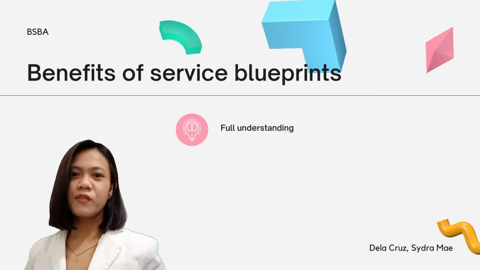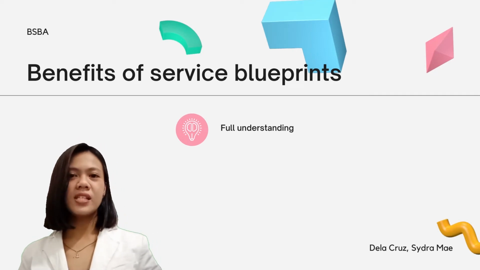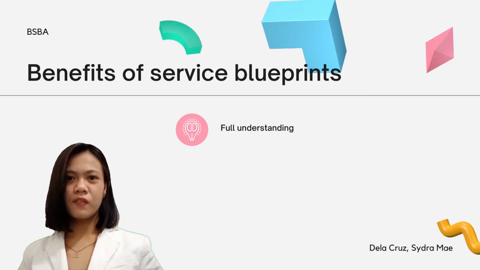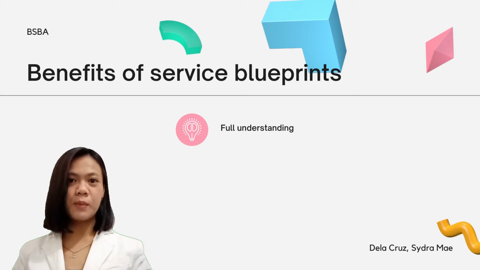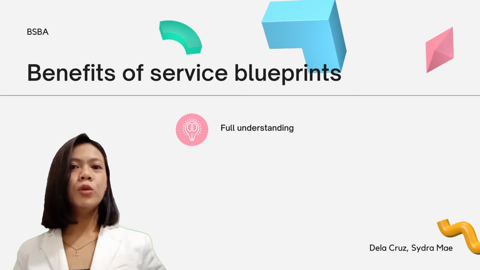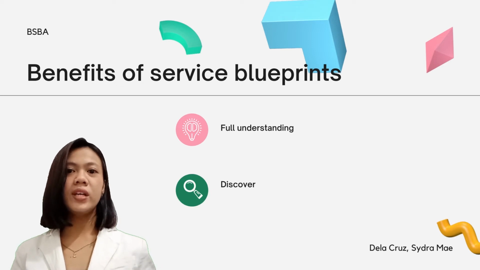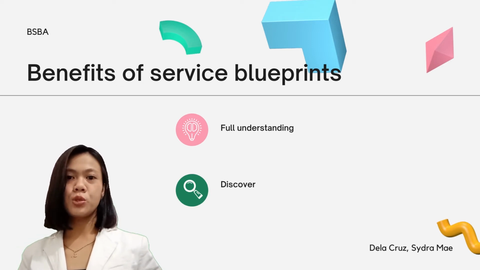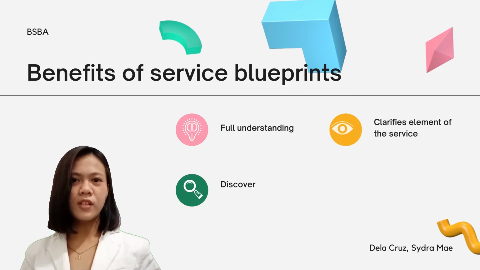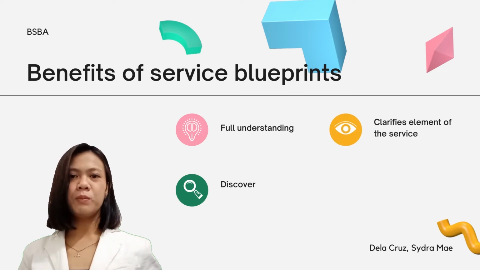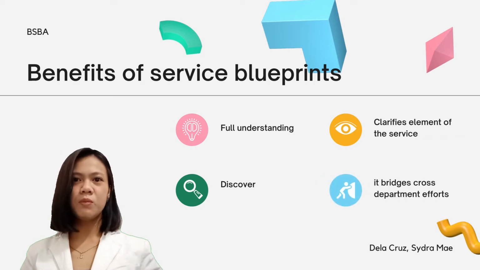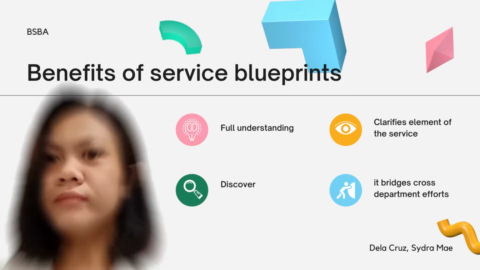Here are the benefits of the service blueprints. It provides an organization with a full understanding of its services as well as the underlying resources and processes that enable it. Blueprints are treasure maps that help businesses discover their weaknesses. In the same way, blueprints help identify opportunities. Also, it clarifies elements of the service, shows the sequence of delivery, and identifies likely failed points. Blueprinting is most useful when coordinating complex services because it bridges cross-department efforts.